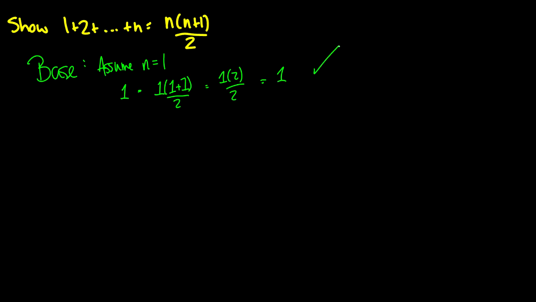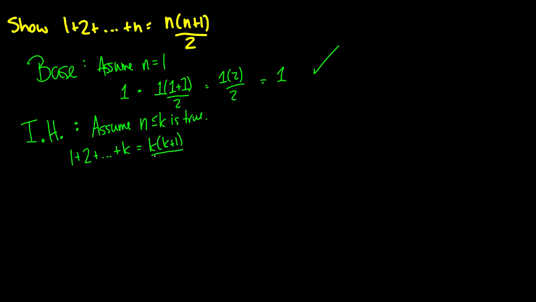So this is good. Now, the inductive hypothesis is where people get a little bit tripped up the first time. So what I do is I say assume n less than or equal to k is true. So what this means is that 1 plus 2 plus all the way up to k is equal to k times (k plus 1) over 2. Okay, so now I have to show that k plus 1 is true.